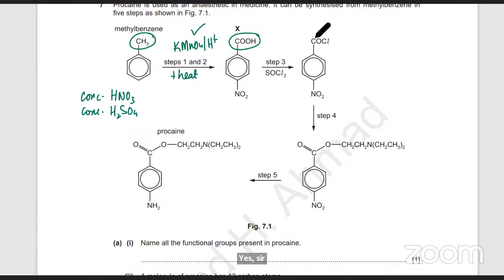Methyl group, which group is it? Which group is it, 2,4,6 or 3,5? Sir, methyl goes on 2,4, 2,4,6. And sir, carboxylic acid is a withdrawing group. Okay, that is 3,5. So the methyl group is also the same.